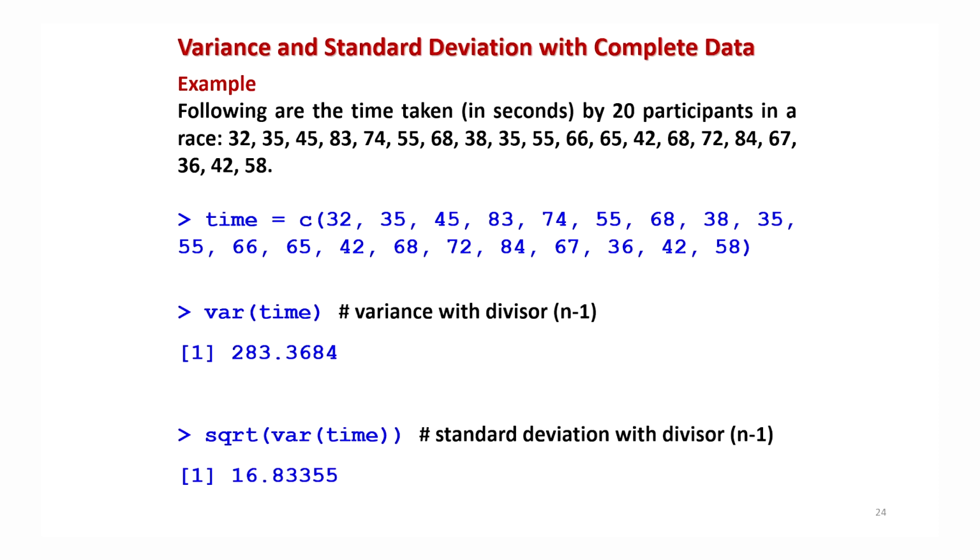Right. So let me take an example to explain this. I consider the same data, time. You can see here this is time, and if I try to find the variance of time, it will give me this value which has the divisor n minus 1, and if I try to find the standard error or standard deviation, this value here is 16.83355, which is obtained using the function square root over the variance of time.